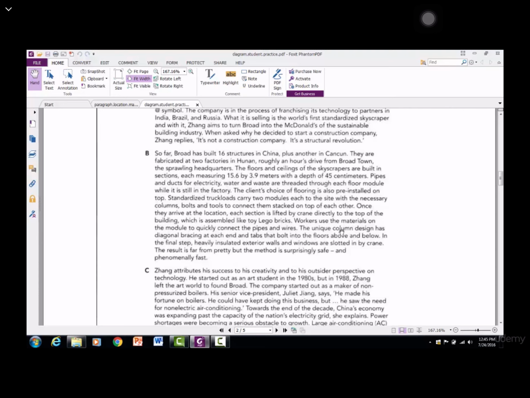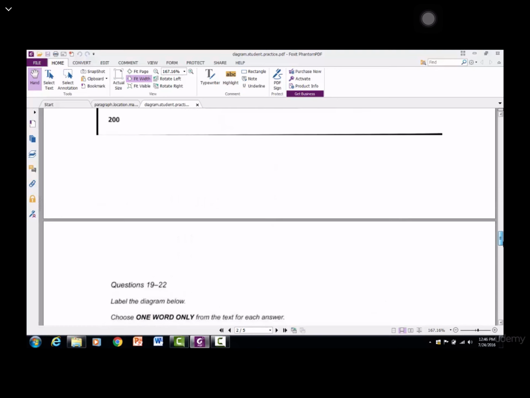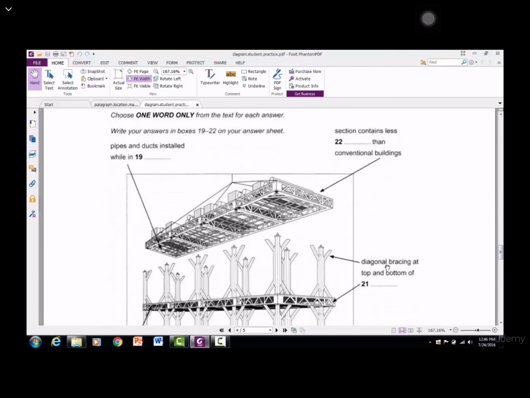See how that works? So a lot of times what you have to be aware of is the word order may be switched up between the question and the passage. Okay? So what I mean by that is this. Here it says diagonal bracing at the top and bottom of a column. Right? So we have top and bottom of the column. In the passage, it says there's a column at each end. So you see it's reversed, and you have to be aware of that.